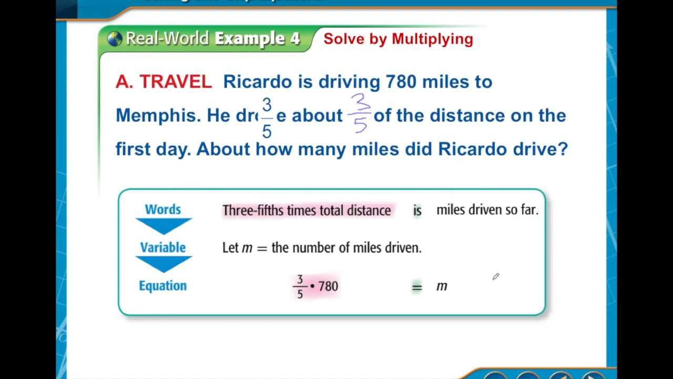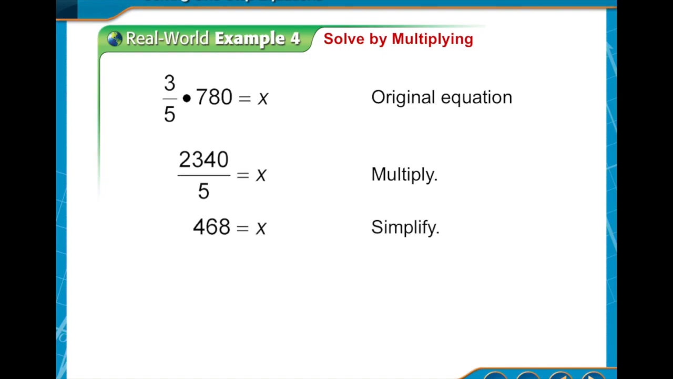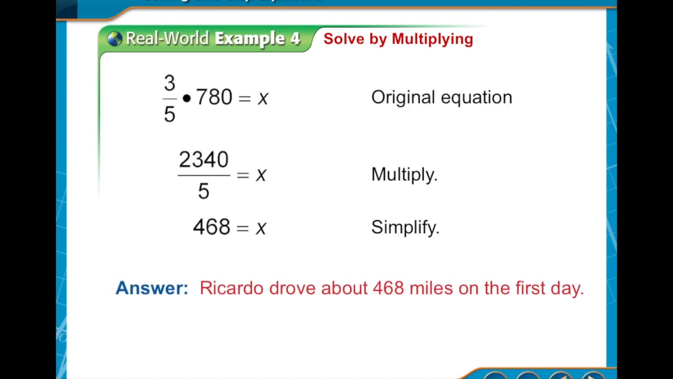So we replace all of that. We get this here. And then in one step, we can solve for m. So 3/5 times 780 will give us a value. If we rewrite that, we would get this expression here. And if we divide everything away, m would be 468. So how many miles has he driven? Well, Ricardo drove about 468 miles on the first day.